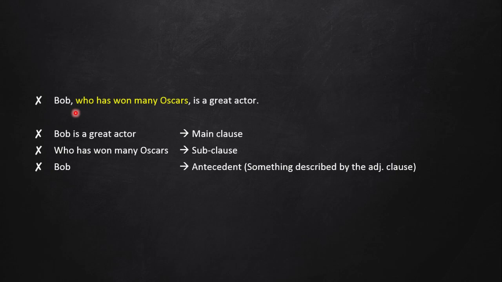Then the next one, who is relative pronoun. These are the four things that you have to know when we talk about relative clause. Four elements: main clause, subclause, antecedent, and relative pronoun.